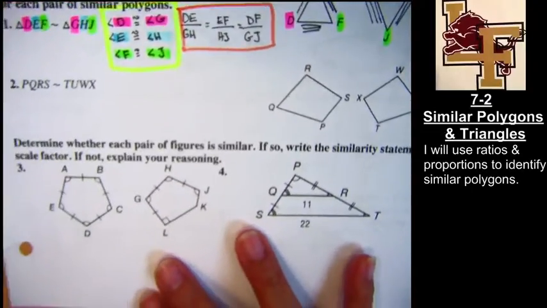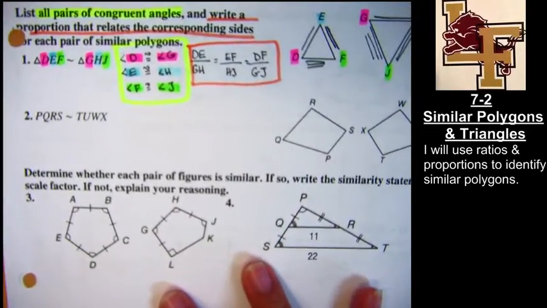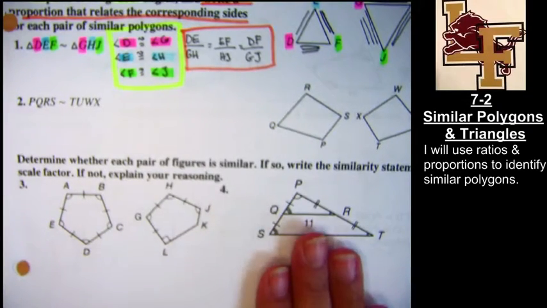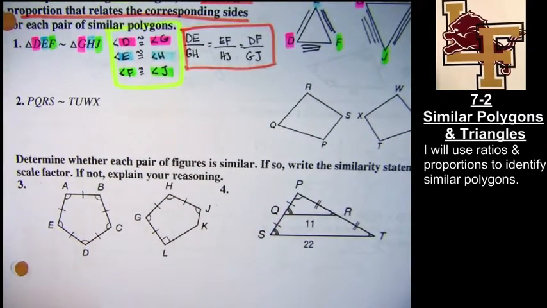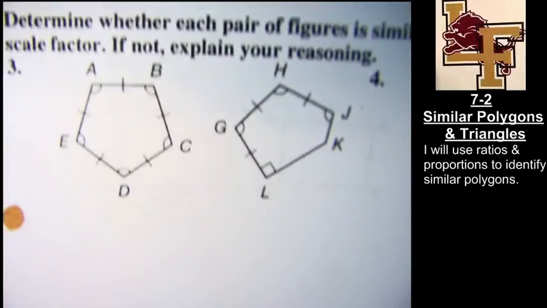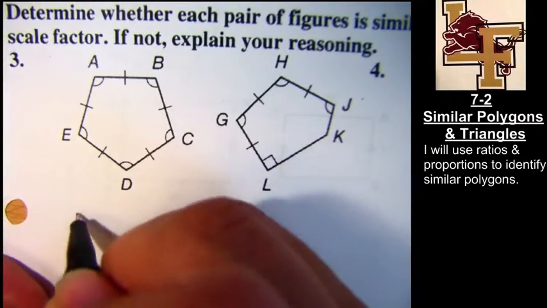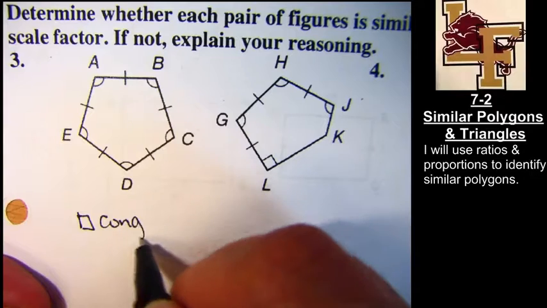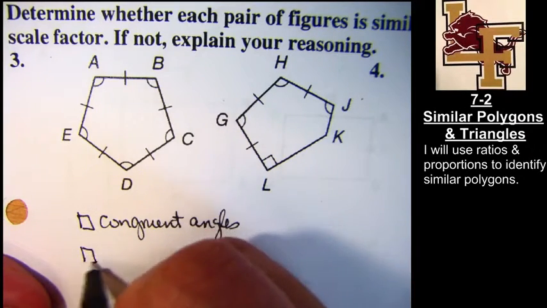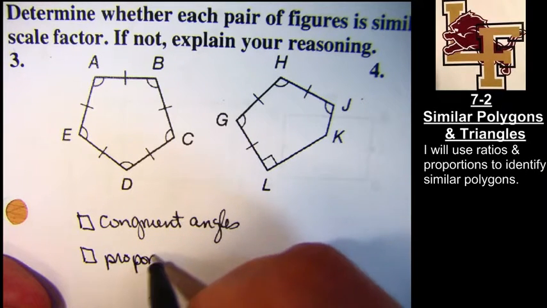Let's look at number 3. We'll leave number 2 for another day. Determine whether each pair of figures are similar. If they are, we're going to write that similarity statement, that shape is similar to shape. And if they're not, we're going to explain why. Let's look at 3. We have 2 things to check. We have to check to see if we have congruent angles. And then we've got to check if we can get some proportional sides.